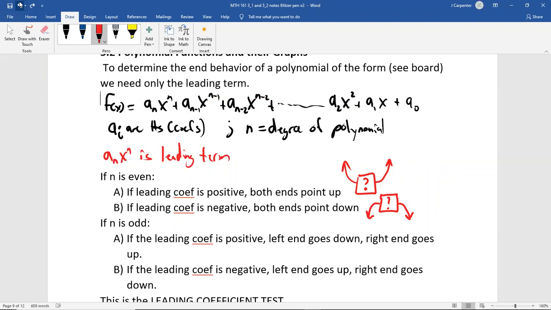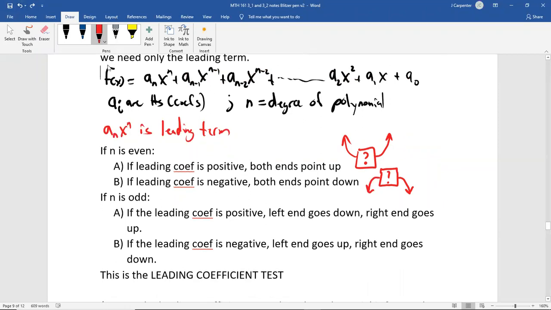All right, so that's the even case. Both ends point in the same direction. If your n is odd, however, they're going to point in different directions. If the leading coefficient is positive, then the left end goes down and the right end goes up. So again, we'll have this big section where we don't know what happens, but if your leading coefficient is positive, that means the right goes up and the left goes down.